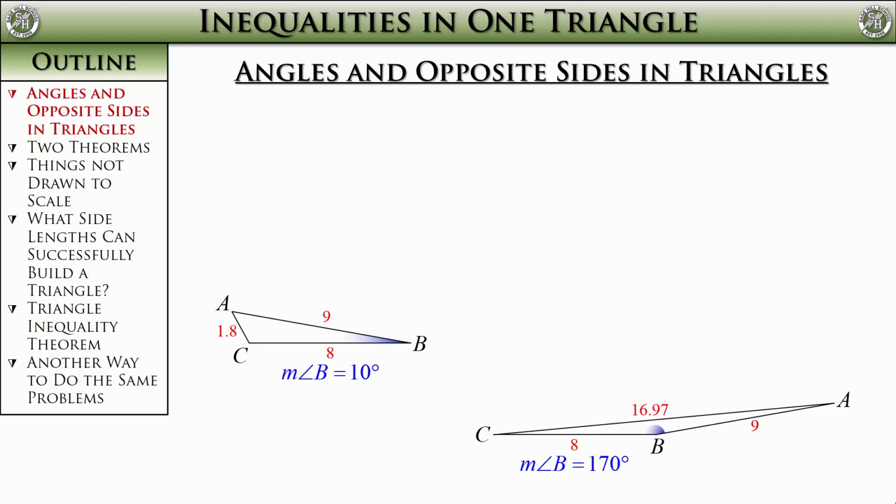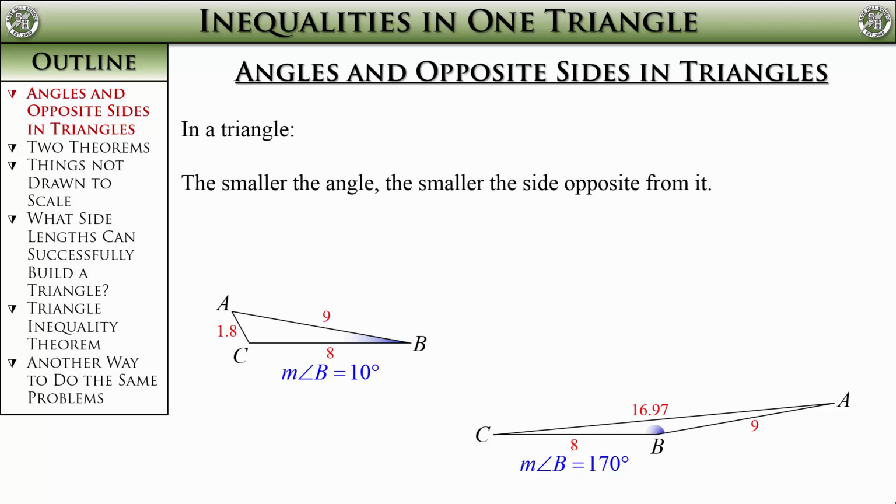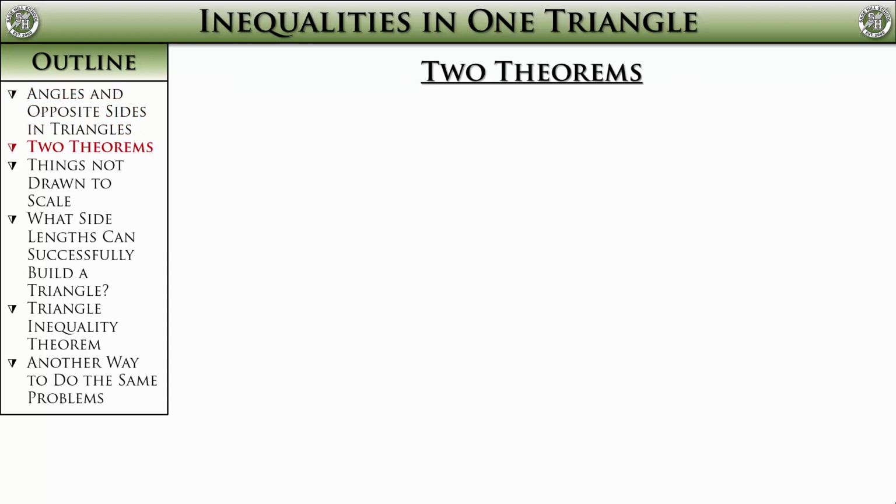The point of the whole animation is that in a triangle, the smaller the angle, the smaller the side opposite from it. And the larger the angle, the larger the side opposite from it. It just has to be like that when you try to form a triangle. Angles and opposite sides are inextricably linked. You need to get that basic idea down. This brings us to two very generic theorems. There isn't even a name for them, that quantify this idea.